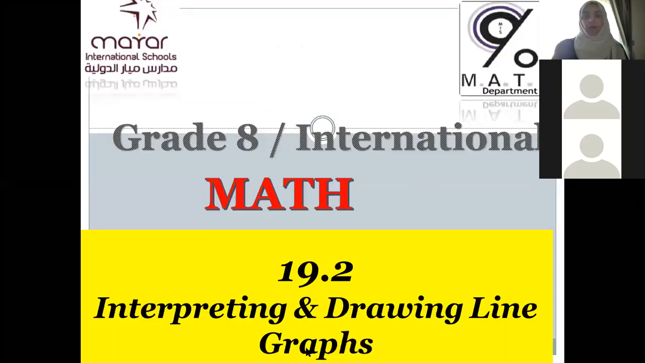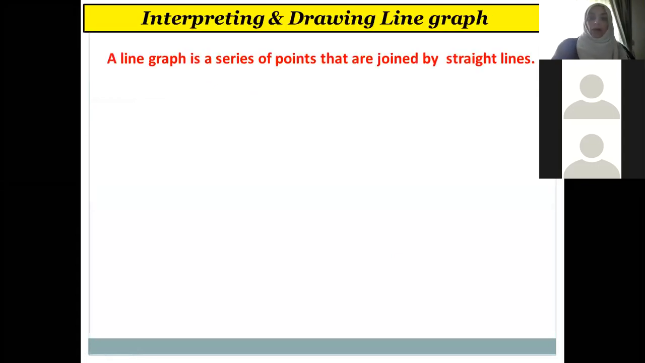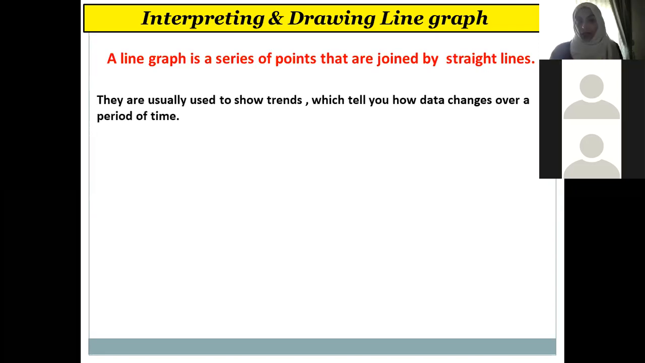We're talking about interpreting and drawing line graphs. A line graph is not very far from the frequency polygon. It's a way of representing data. So the main outcome for today will be to interpret and draw line graphs. What do we mean by a line graph? It's a series of points that are joined with a straight line. They are usually used to show trends, and they tell you how the data changes over a period of time.